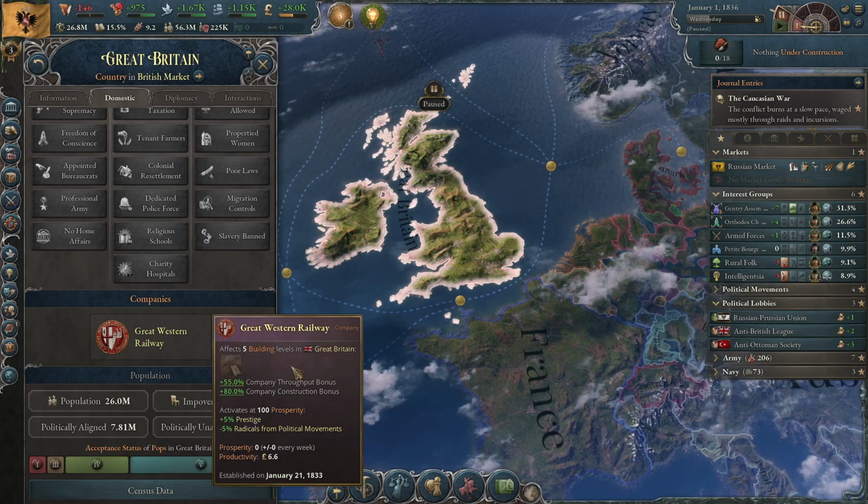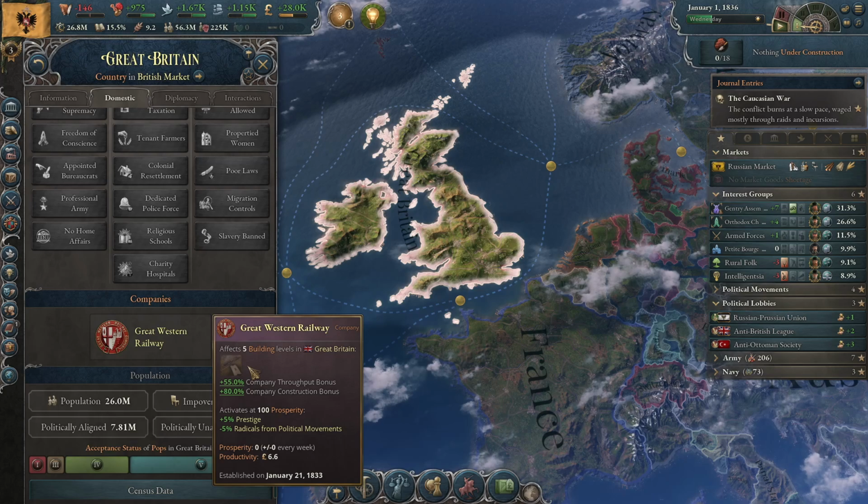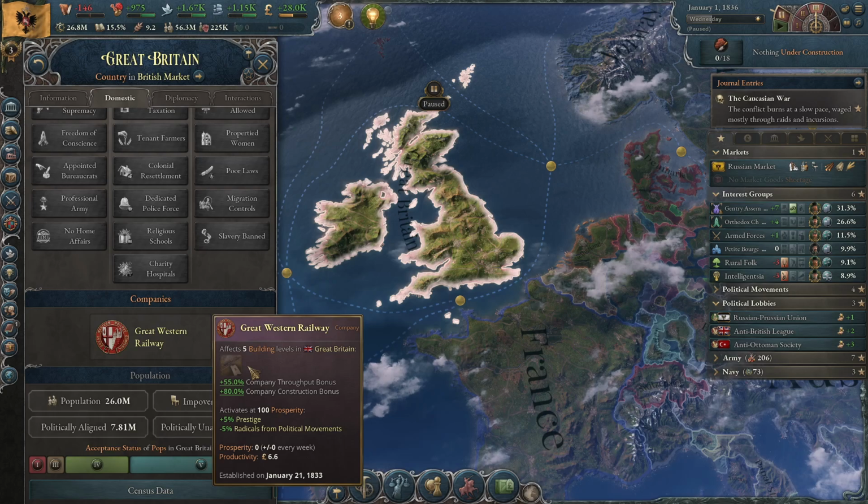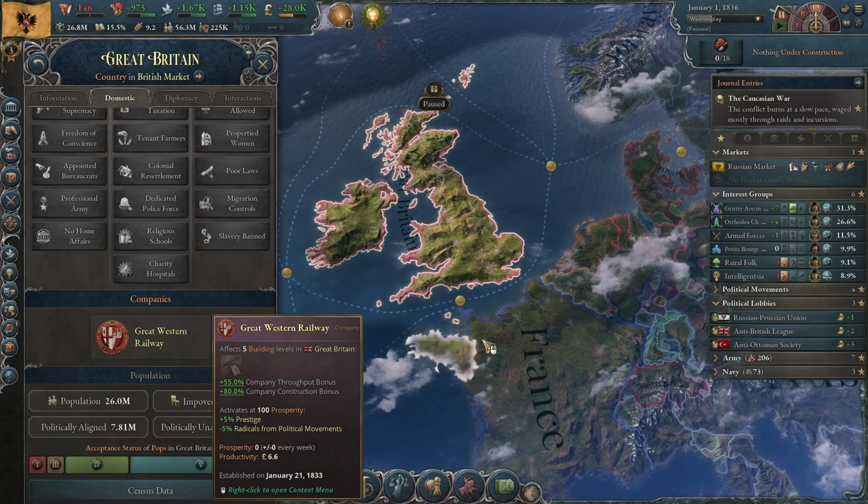In this case, they have the Great Western Railway, which affects... Oh, my dog decided to start the game. Don't do that, doggo. It affects the railways, any railways it owns. This is the key thing to note, actually.